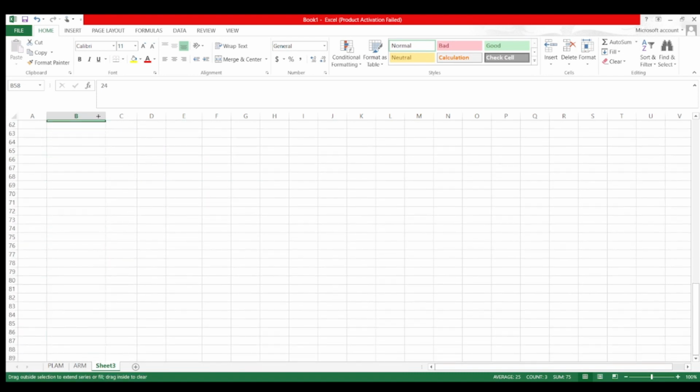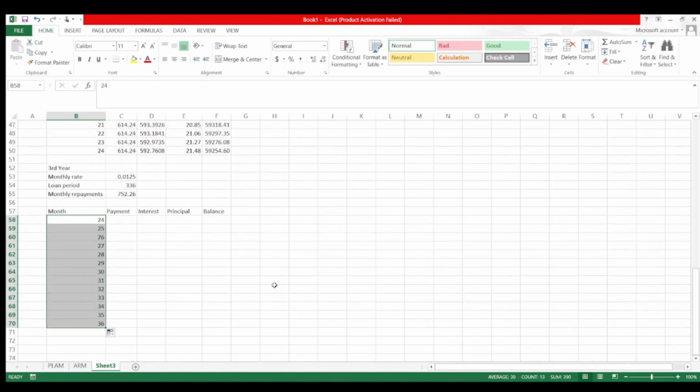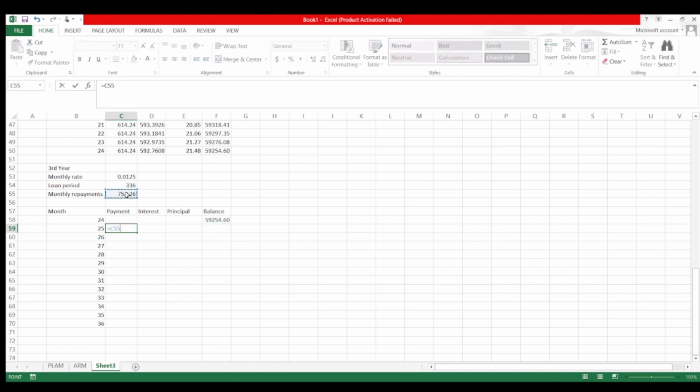Now we're moving from the 24th to 36th month, since we need to cover another full year. Now opening balance is this amount. Our payments in this case are this amount.